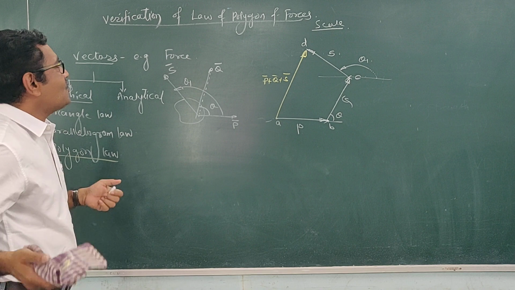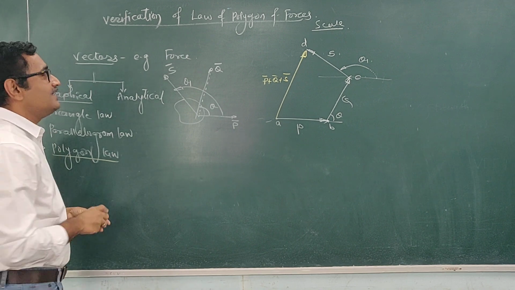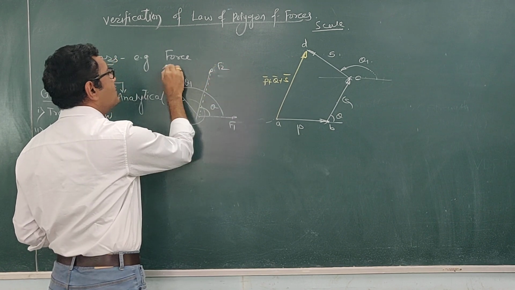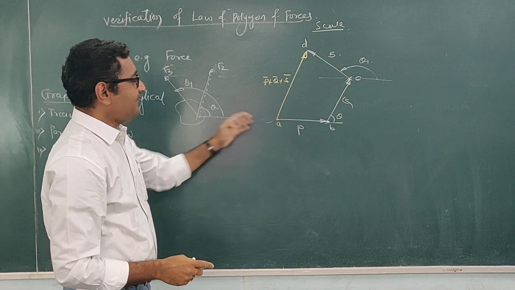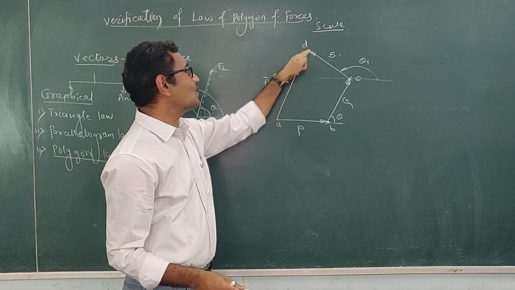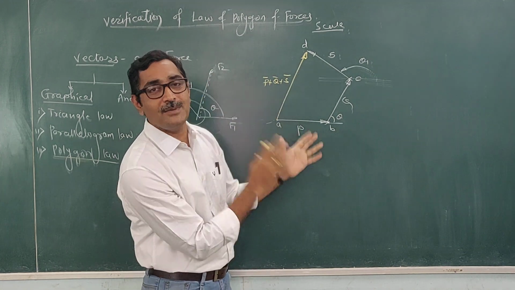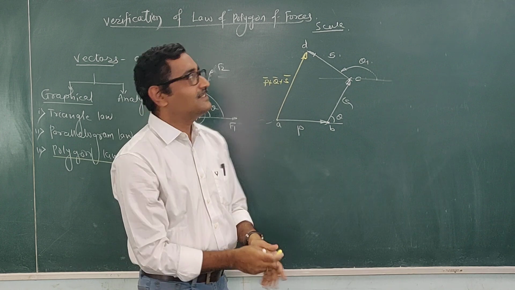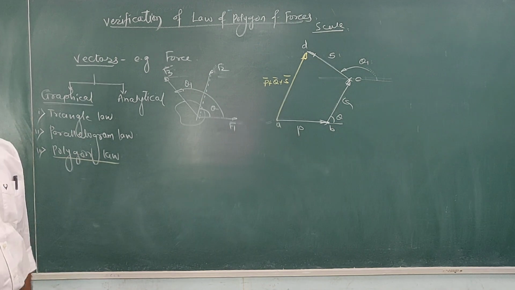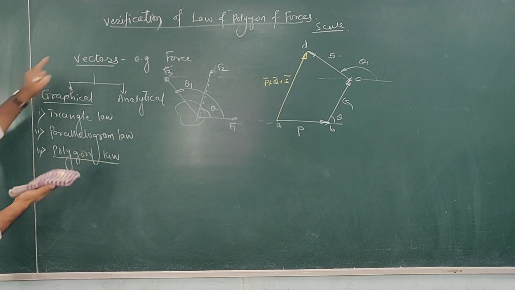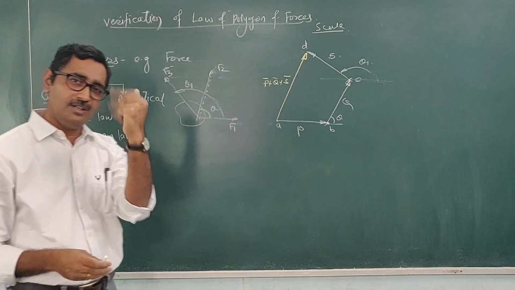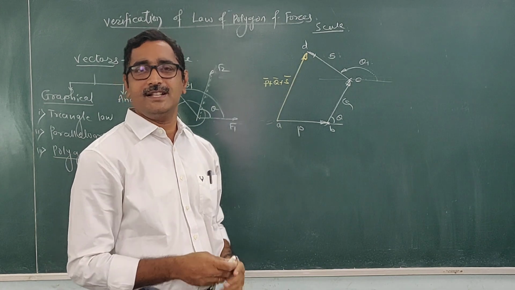So just remember what the law of polygon of forces is. Suppose on any body a number of forces are acting, like F1, F2 and F3. If I represent these three forces by the three sides of a polygon taken in order, then the closing side represents their summation. Understood? This is the basic concept of the law of polygon of forces. Now we have to verify the law of polygon of forces. This was the basic concept which you have studied up to your 11th and 12th standard.